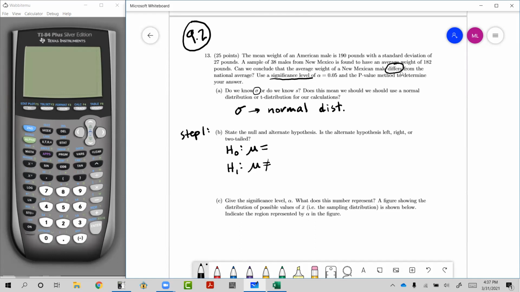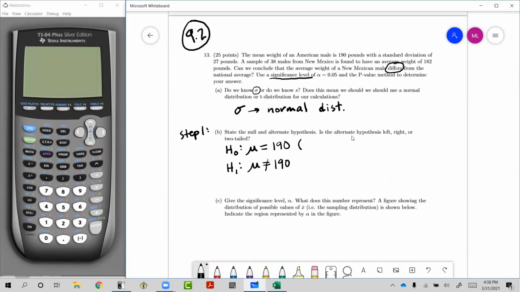That made it be a not equal sign instead of asking, can we conclude that the average weight of a New Mexican male is less than the national average, in which case it would be a less than symbol. But that means this number needs to be 190, if the answer to this question that was asked is no, right? So if the average weight of a New Mexican male doesn't differ from the national average, if the answer is no, that corresponds to the null hypothesis, and the average weight of a New Mexican male would in fact be equal to 190.